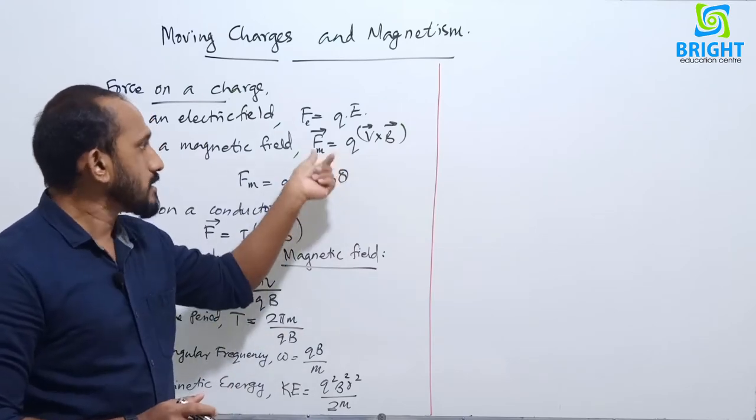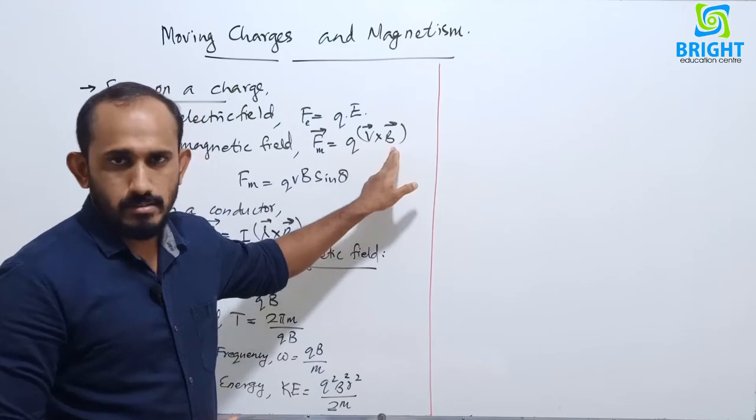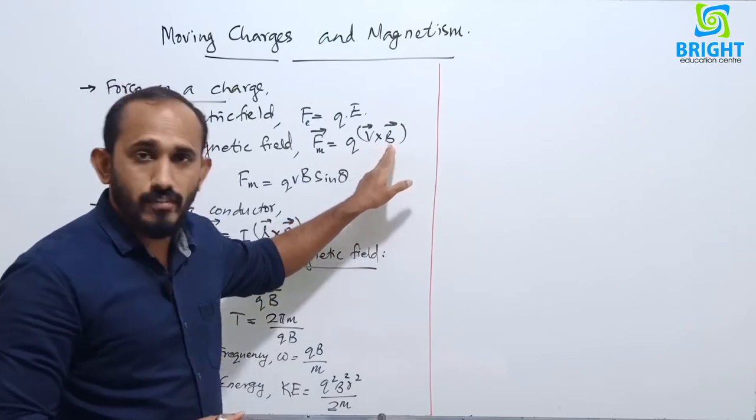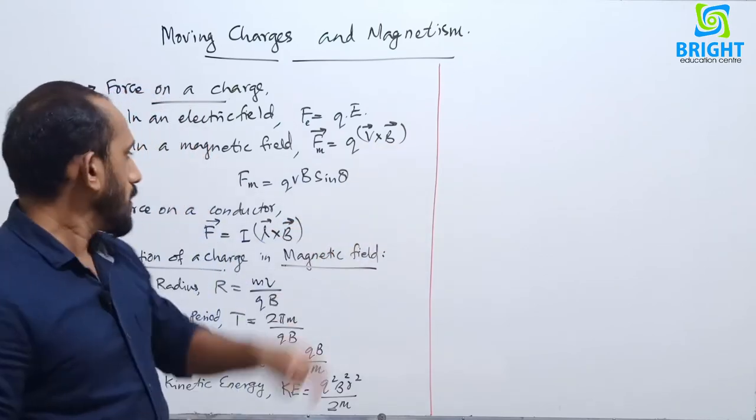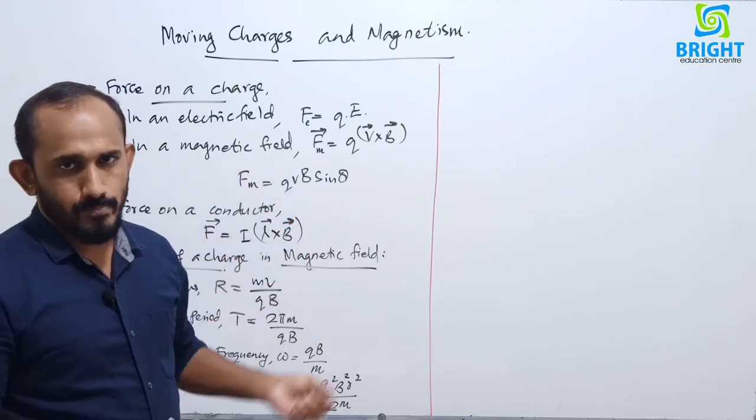It's a vector quantity, so this force will be perpendicular to both velocity and magnetic field. So the velocity vector and magnetic field vector you should identify. And its magnitude Fm can be written as QVB sin theta.